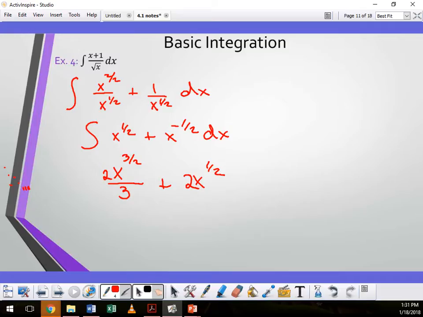Are we okay, or am I doing too much voodoo here? Do you want me to back it up on that one? Are we okay? Okay, so now, what am I missing? The C. Plus C. There we go.